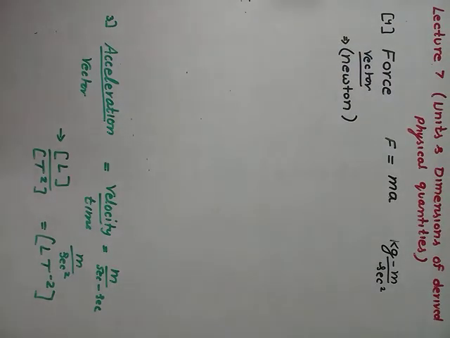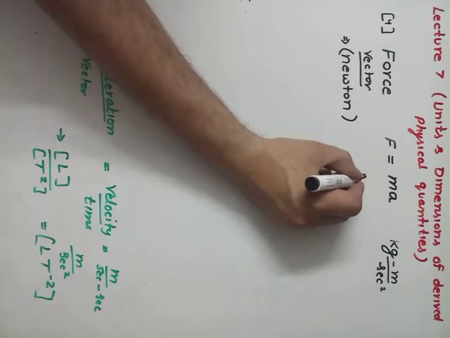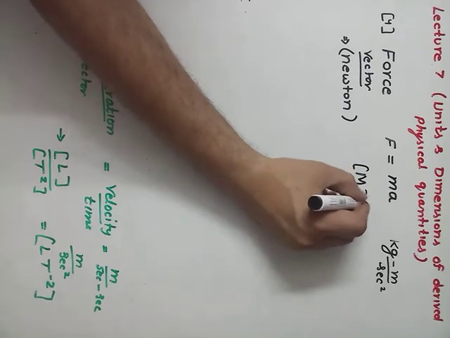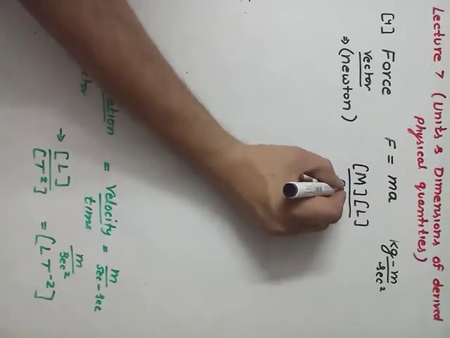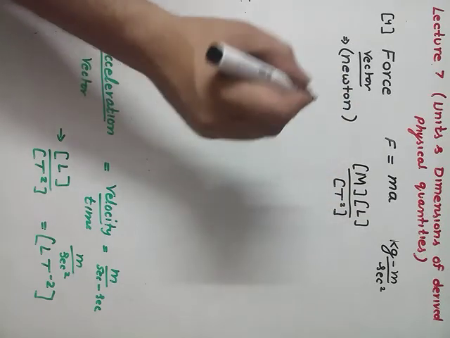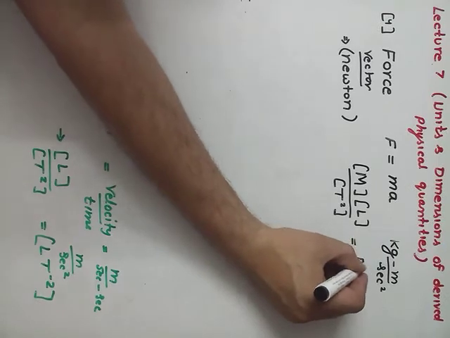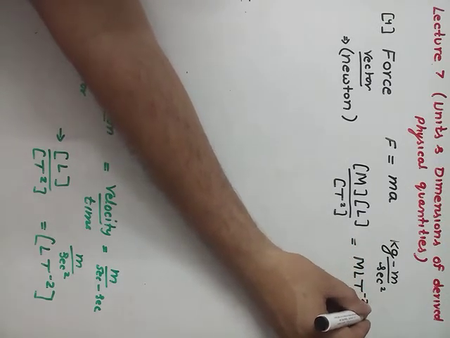Now we calculate, it is a vector quantity, and how to find the dimension? Dimension of kg is M, that of meter is L, and second square is T2. When T power 2 is taken into the numerator, we have MLT^-2.